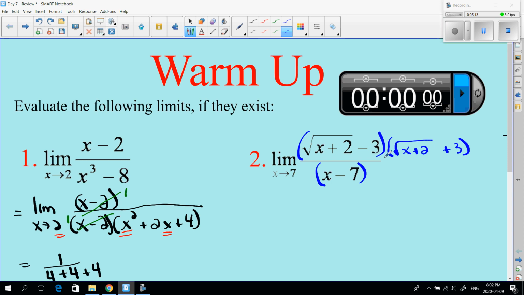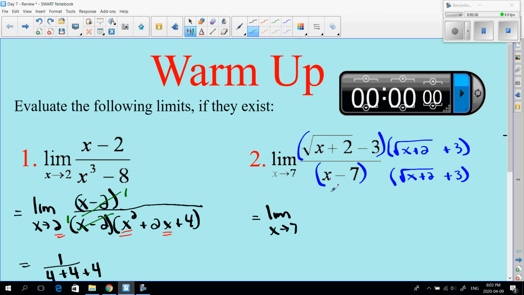Now keep this in mind. If I multiply the numerator by radical x plus 2 plus 3, I also have to do the same to the denominator. Okay? Essentially multiplying the top and the bottom by root x plus 2 plus 3, that's essentially multiplying by root x plus 2 plus 3 divided by root x plus 2 plus 3. It's like saying you're multiplying by 1, which is perfectly okay. Multiplying by 1 would not change this. However, when we go to do this, it's going to simplify my limit.